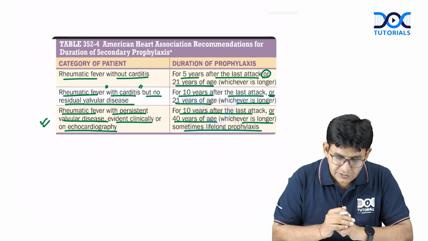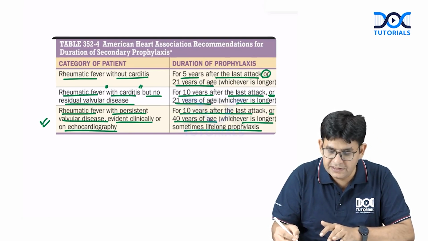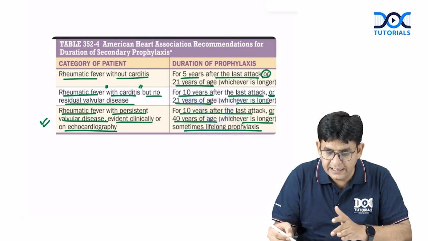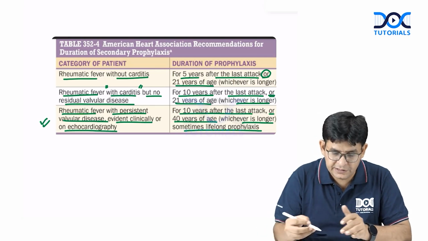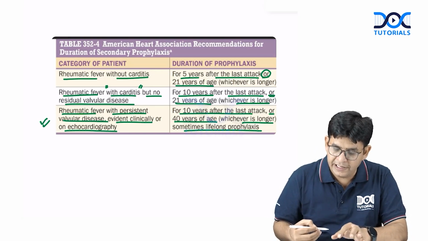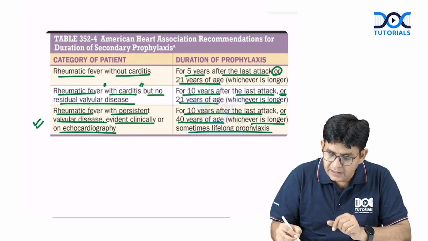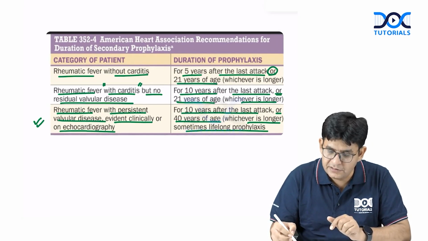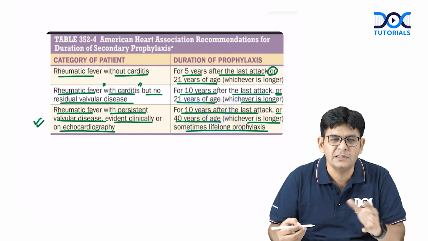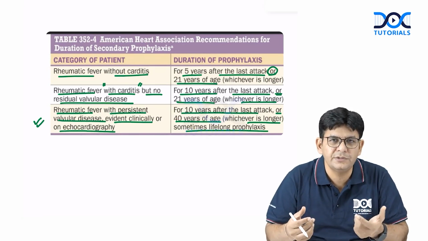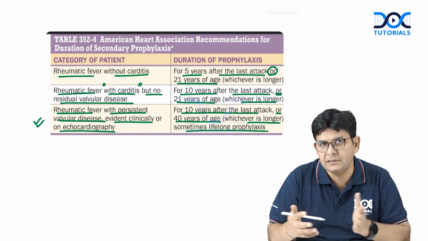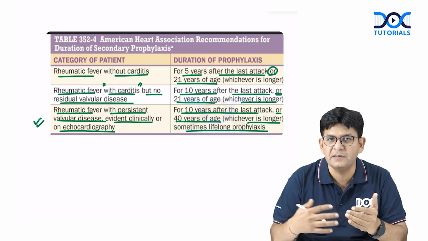So without carditis, it is up to 5 years after the last attack or 21 years of age. For rheumatic fever with carditis, 10 years after the last attack or 21 years of age. Rheumatic fever with persistent valvular disease evident clinically or on echocardiography, it is again 10 years after the last attack or 40 years of age, whichever is longer. Sometimes lifelong prophylaxis. Because the question came on this, I like to tell it up here itself: without carditis this much, with carditis this much, persistent valvular disease this much.